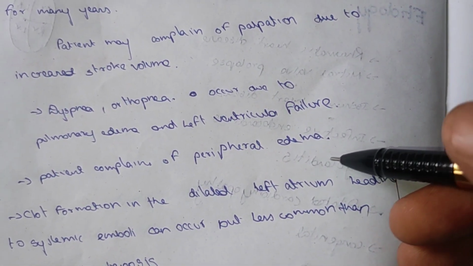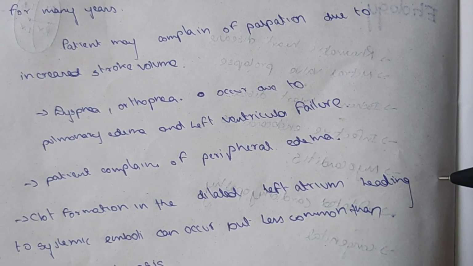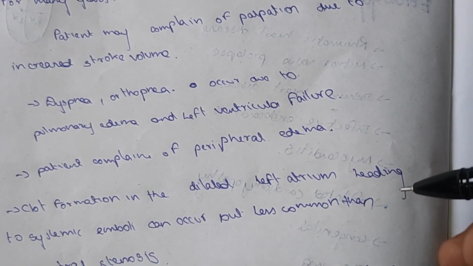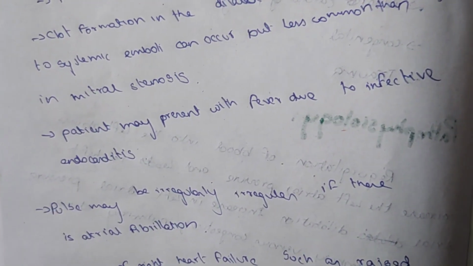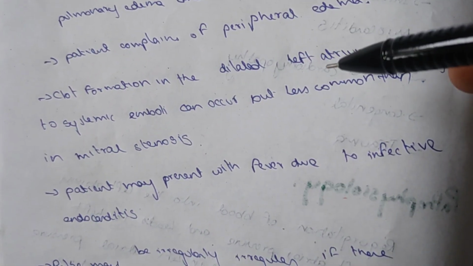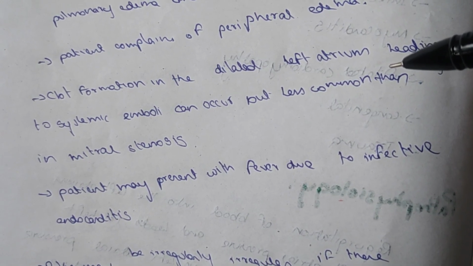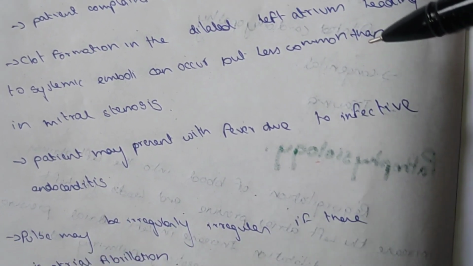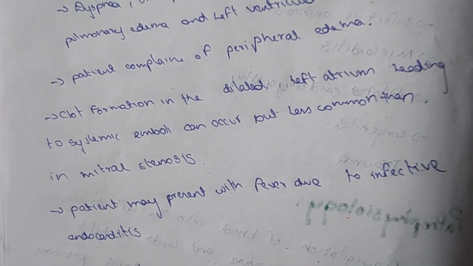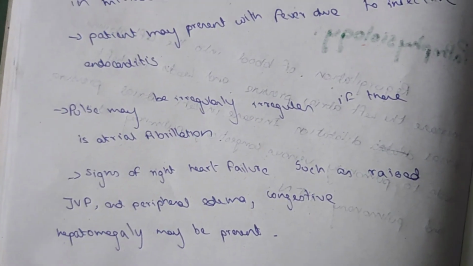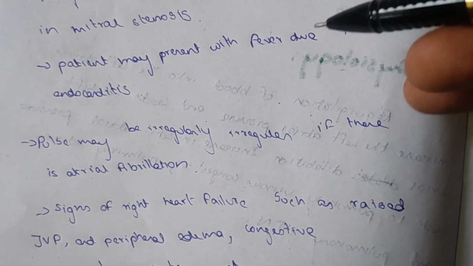Patient complains of peripheral edema. The legs and hands become edematous. This is also a sign of mitral regurgitation. As well as that, clot formation in the dilated left atrium can lead to systemic emboli, but this is less common than in mitral stenosis. There may be clot formation.